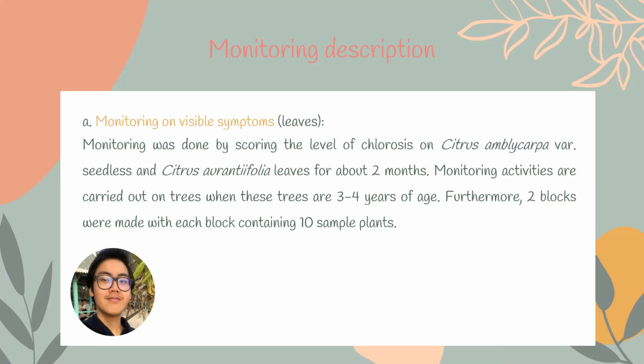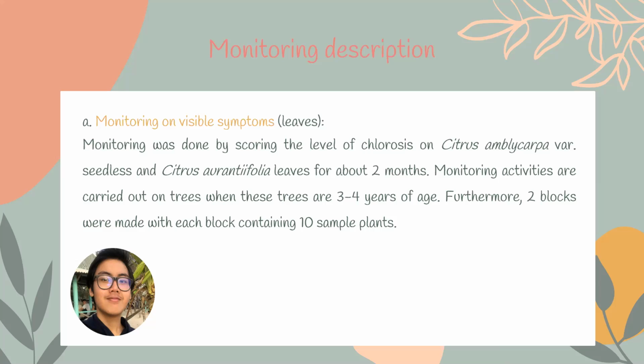Monitoring was done by level of chlorosis on Citrus amblycarpa, seedless variety, and Citrus aurantifolia leaves for about 2 months. Monitoring activities are carried out on trees when they are 3 to 4 years of age. Furthermore, 2 blocks were made, with each block containing sample plants.